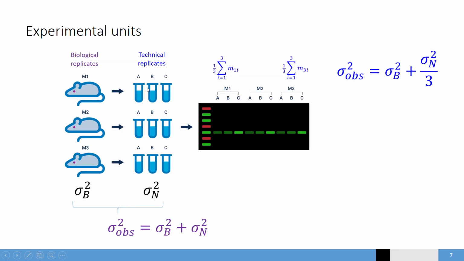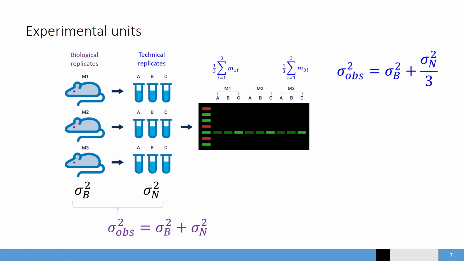So from the first animal, this is animal 1, we will have 3 measurements that are indexed by i. We compute the average of the 3, and for the second and the third animals we also do the same. So we compute the average of each one of them. And in this collection of numbers that we have here from the technical replicates, we will have 2 components.